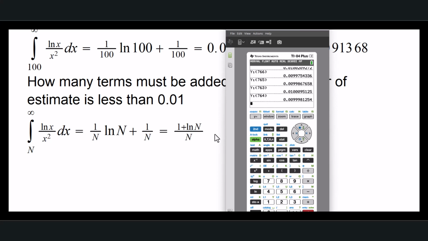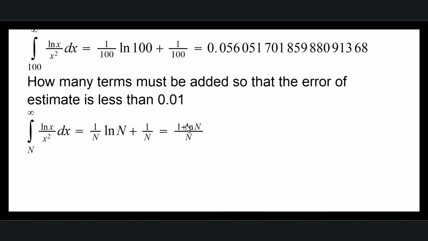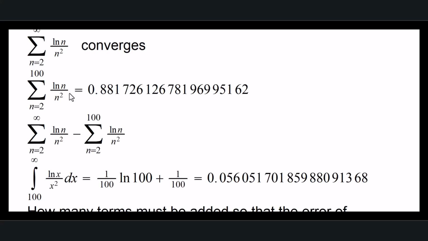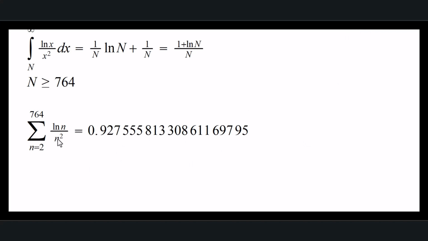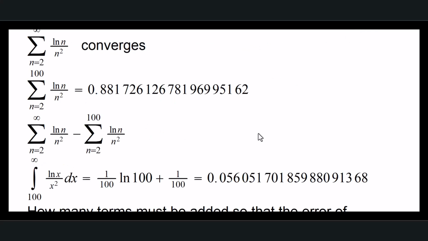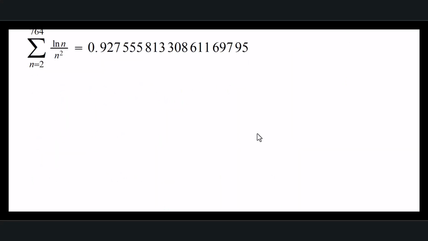So what you have is that you have to take n greater than or equal to 764 so that the error of approximation, or this value here, is, if you added 764 terms, then the value that you will be missing according to the integral test will be no more than 0.01, as you wanted.